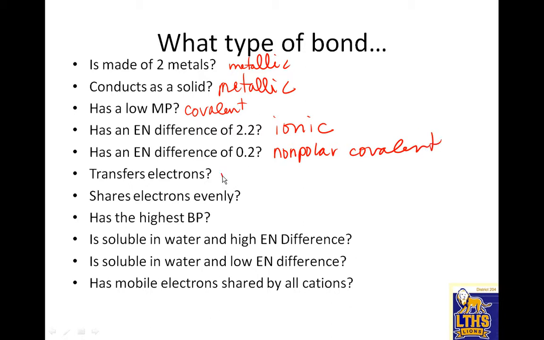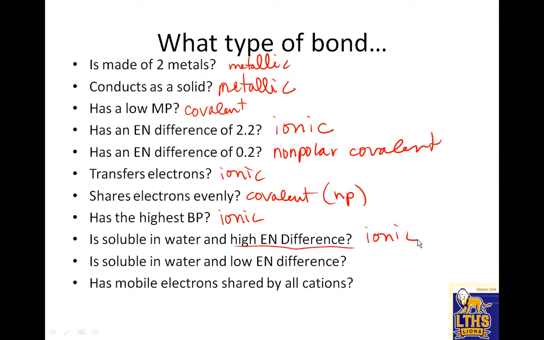All right. Transfer electrons, ionic. Share electrons evenly, covalent. And there's two kinds of covalent. Nonpolar covalent is that one. Has the highest boiling point, probably ionic. Okay. Is soluble in water and has a high electronegativity difference, is ionic. Soluble in water, has a low electronegativity difference, is probably covalent with polar molecules. Okay. That's a tough one, but we'll keep practicing. Has mobile electrons shared by all cations, is metallic.